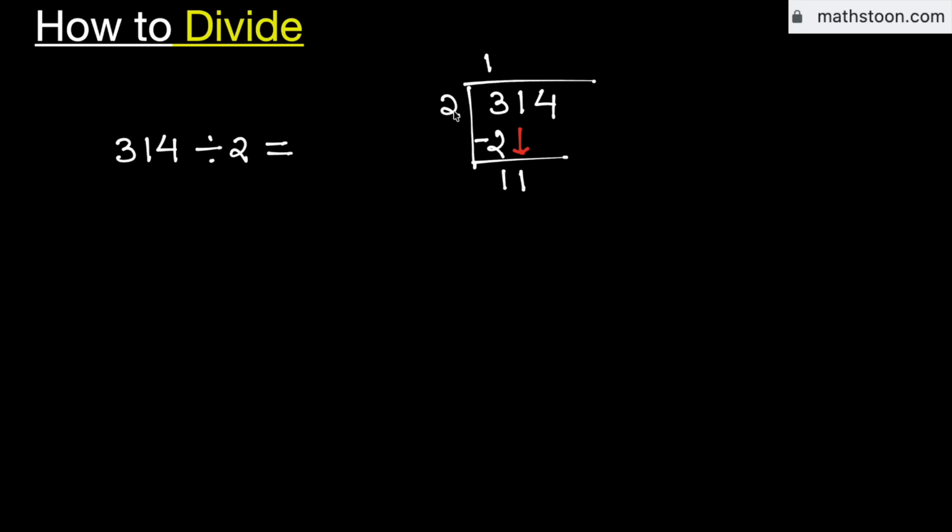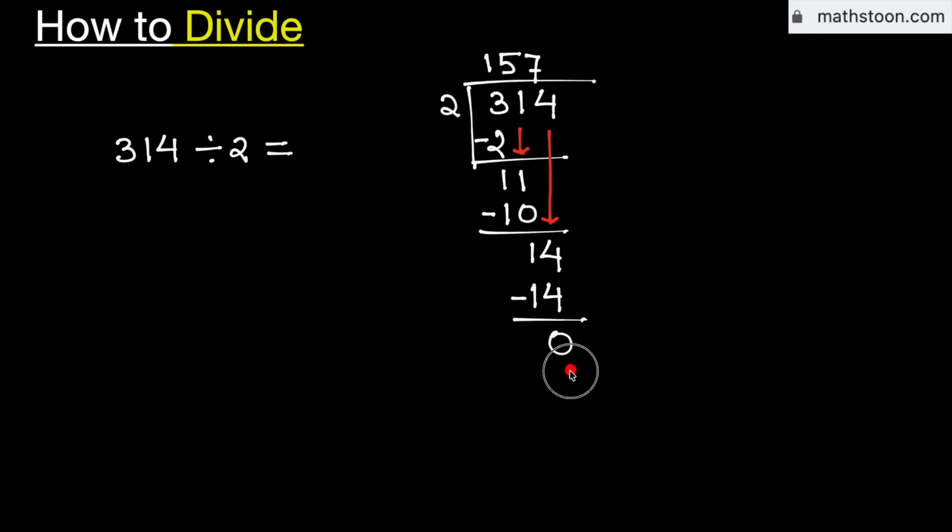And we know that 2 times 5 is equal to 10. Subtract, we get 1. Now again this 1 is less than 2. That is why we need to bring down this adjacent 4 beside this 1. And we know that 2 times 7 is equal to 14. Subtract, we get 0.